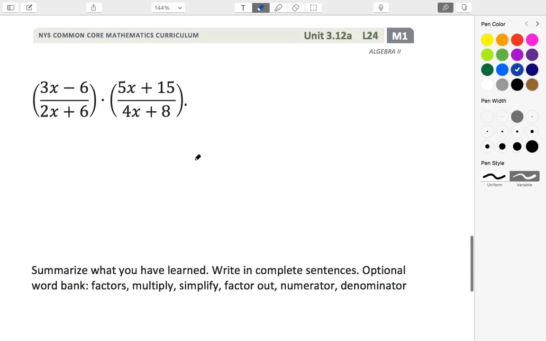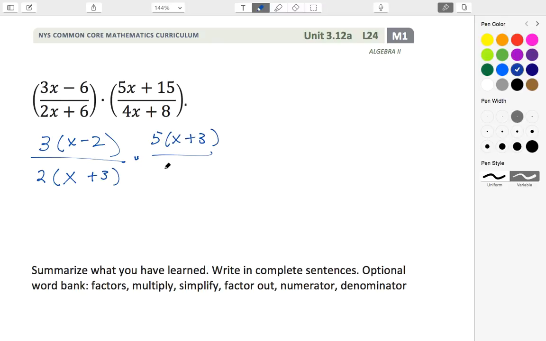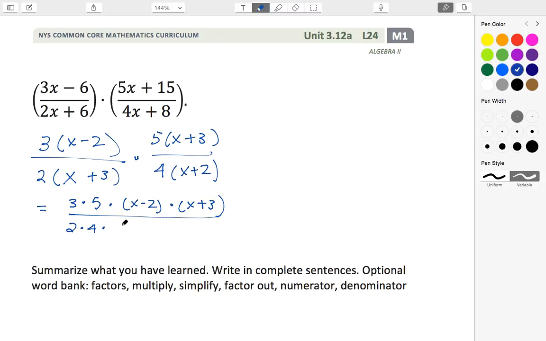Right, last example. Here we go. Okay, same thing. Find GCF. Okay, GCF for my numerator is 3, so I have 3 times x minus 2. And then here, my GCF is 2. Factor out a 2, I get x plus 3 times. My GCF is 5, so I have x plus 3. My GCF here is 4. I have x plus 2. Cool. Now I'm going to write them all on top, and I'm going to apply commutative property as well. So I have 3 times 5 times x minus 2 times x plus 3. And then from there, apply commutative property one more time. 2 times 4 times x plus 2 times x plus 3.